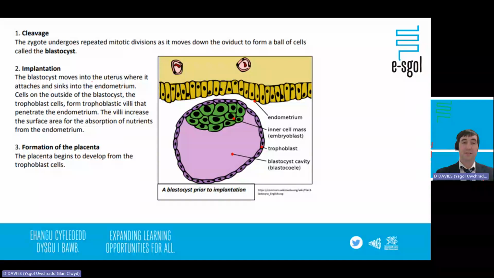Cells on the outside of the blastocyst, the trophoblast, form trophoblastic villi. These form villi that go into there and penetrate the endometrium. That increases the surface area so we can absorb more nutrients for the embryo. That is where the placenta will begin to form. This will develop into the placenta. The green cells there will develop into the baby, and the rest of it will be the amniotic sac.